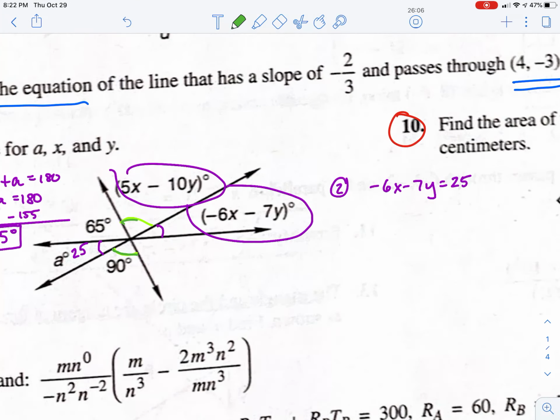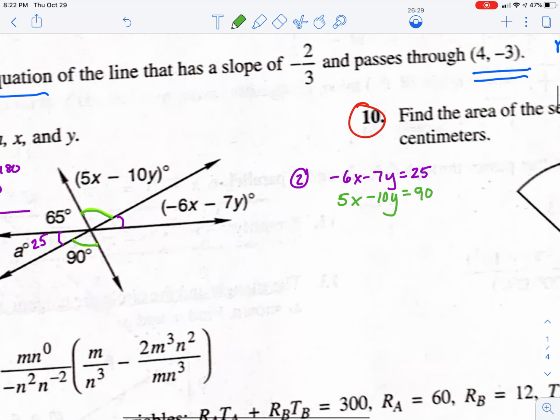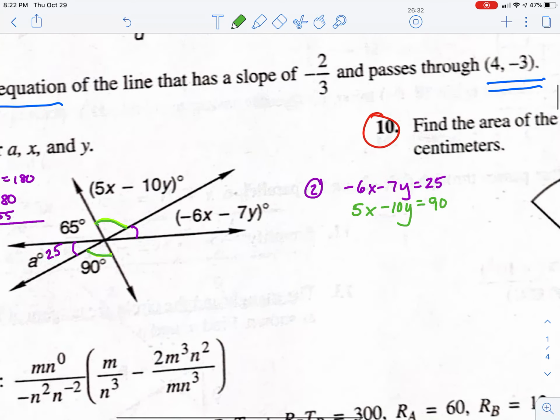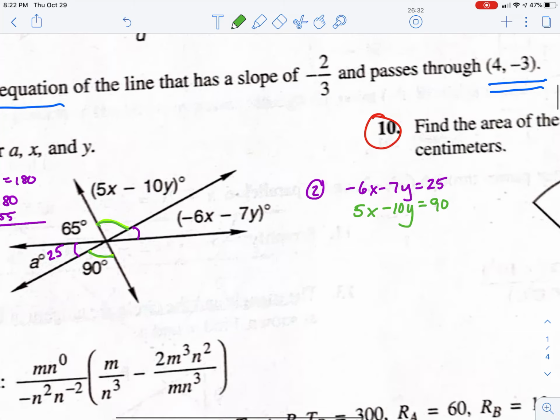So I'm going to use a different green because that's not really dark enough. Okay, so here we go. I'm going to write down negative 6x minus 7y equals 25. That's already there. And then 5x minus 10y equals 90. It's a system of equations. Now, you could actually have solved, oh, actually, no, you would not be able to. That's right. So we're going to use this to solve for y.